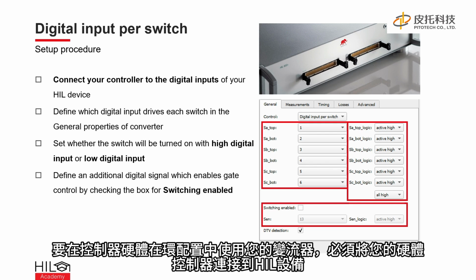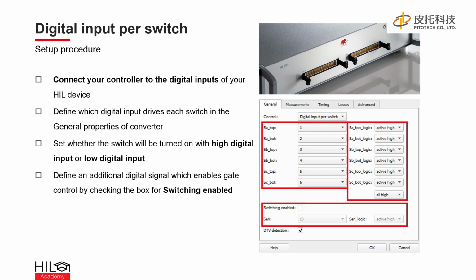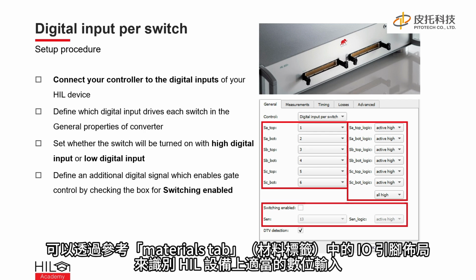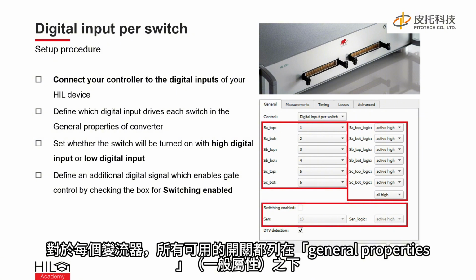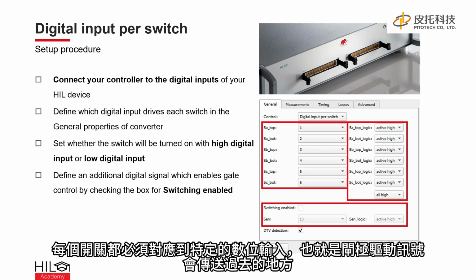To use your converter in a controller hardware in the loop configuration, you have to connect your hardware controller to the HIL device. You can identify the appropriate digital inputs on the HIL device by referencing the I/O pinout in the Materials tab. For each converter, all available switches are listed under General Properties. Each switch must correspond to the specific digital input where the gate drive signal will be sent.